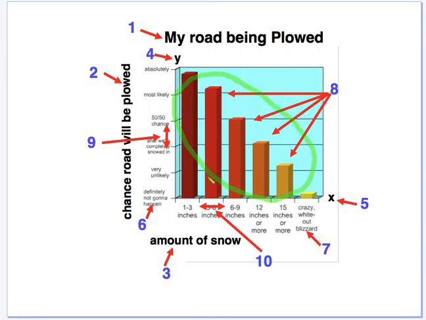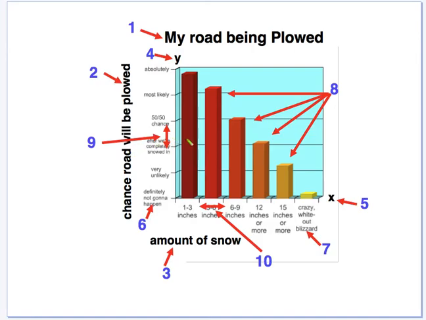8, the bar, so proper representation of bars. If I look at your tally chart and it's recorded that it's absolutely for 1 to 3 inches, I need to see that the bar actually looks like it's at absolutely, or 50-50 chance for 6 to 9 inches. Did you represent it properly?